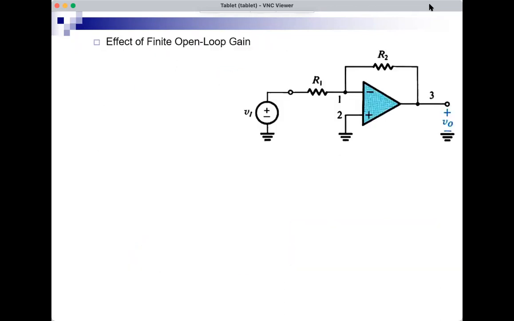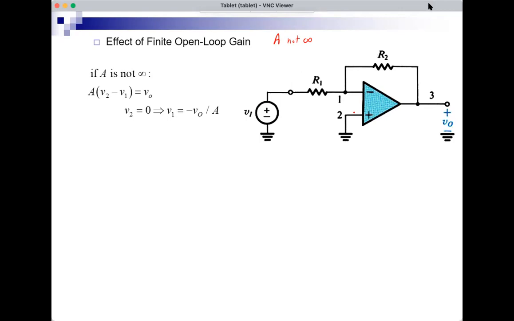Now let's consider the case when A, the open loop gain, is not infinite. So A in this case, I don't want to assume that it's infinite. What happens if I assume that A is not infinite? Well, the equation V3 equals A times (V2 minus V1) would apply, but A would not be infinite here.